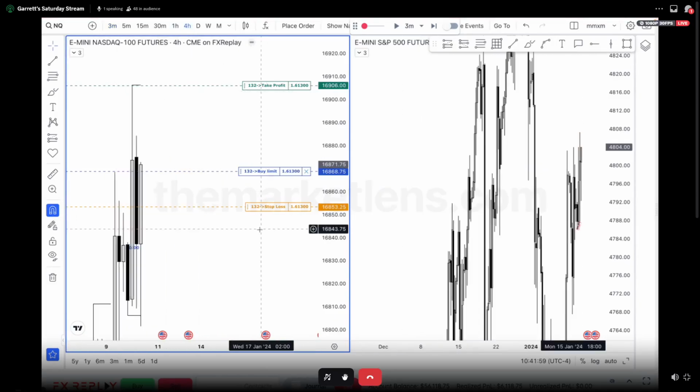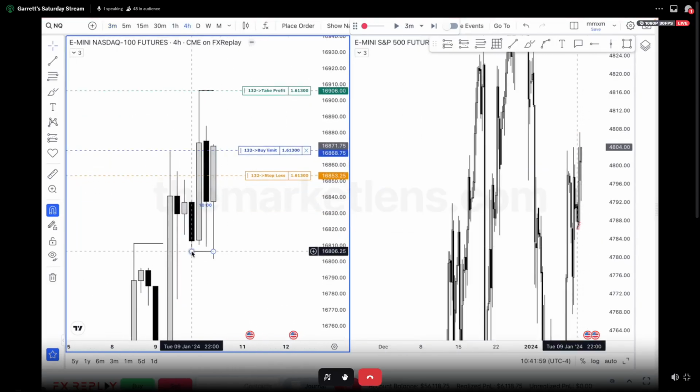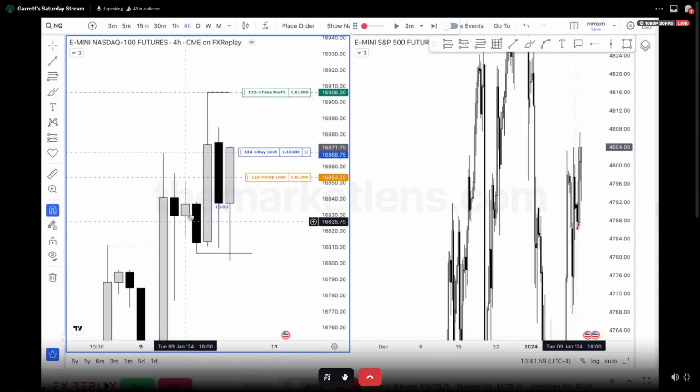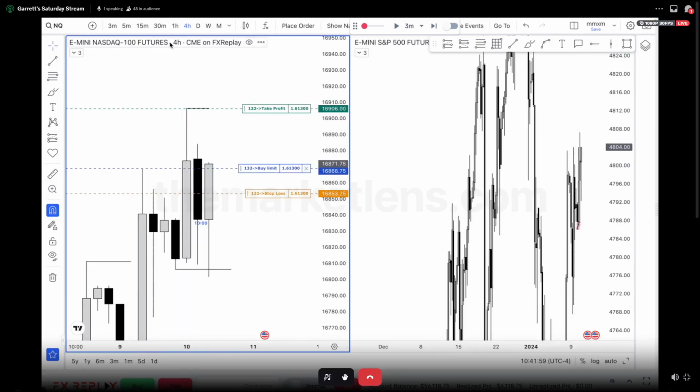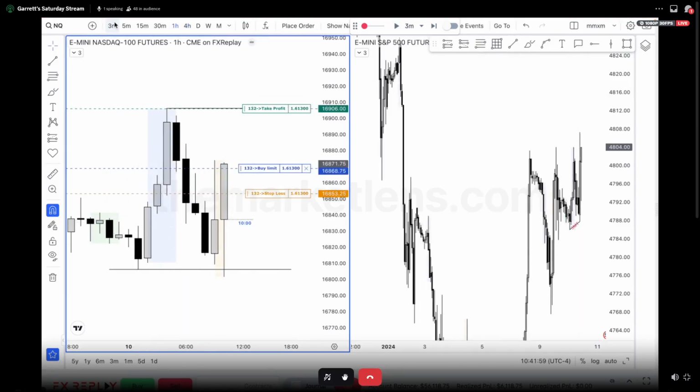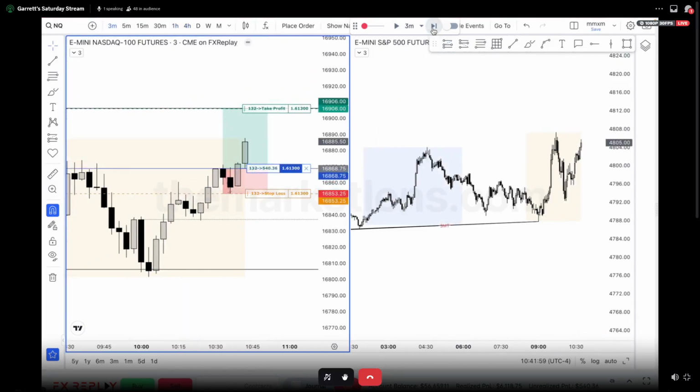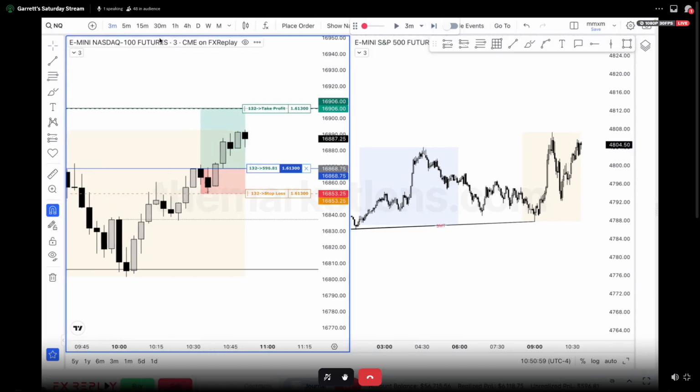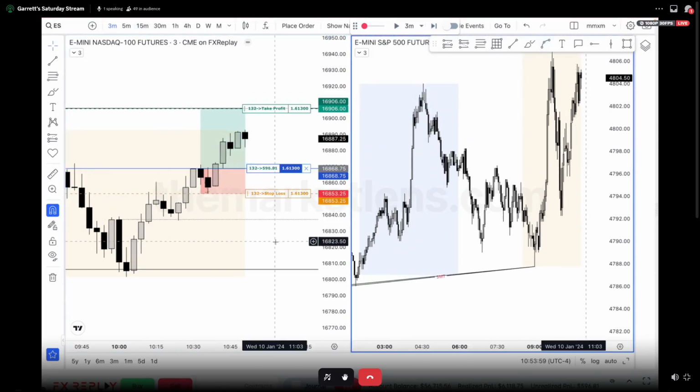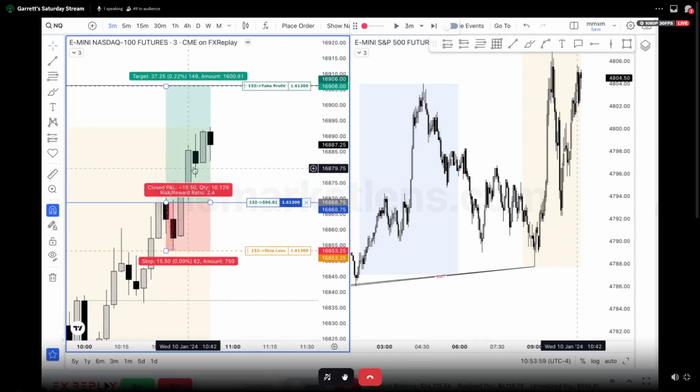So the 4-hour, I think it's fine. All right, we take out these lows. It's not forming the low of day, I don't think. Okay, it is forming the low of day. That's good. That's actually a lot better. But let's see how this goes. Let's see when we can go break even. Not really yet. There's nothing.